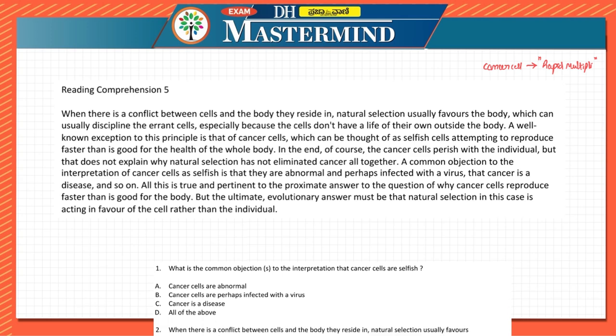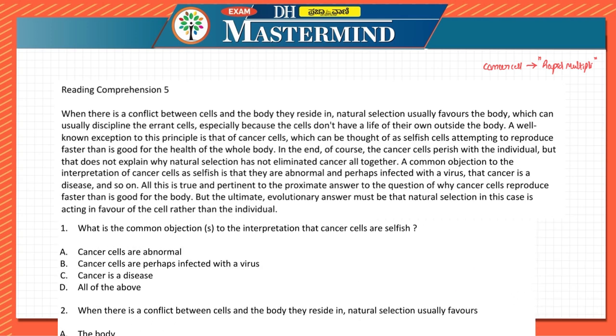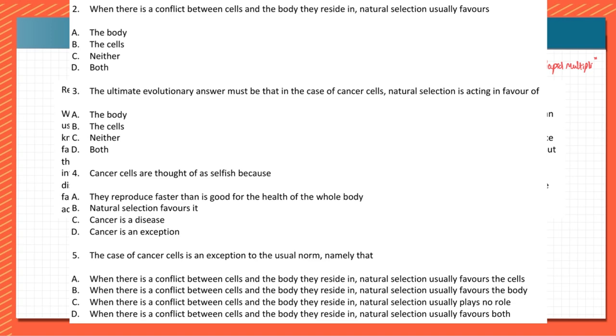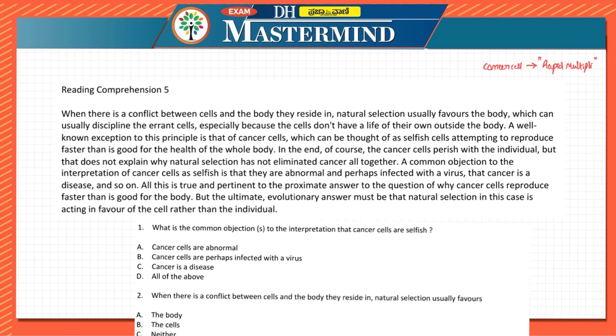Next, we have got the answer to the first question. Here they are asking what the common objection or objections are to the interpretation of the cancer cell as selfish. Here they mention that cancer cells are abnormal, perhaps infected with a virus, and cancer is a disease, and so on. So the answer is D, all of the above. So we have answered the first, second, fourth and fifth questions. Only the third one is remaining.